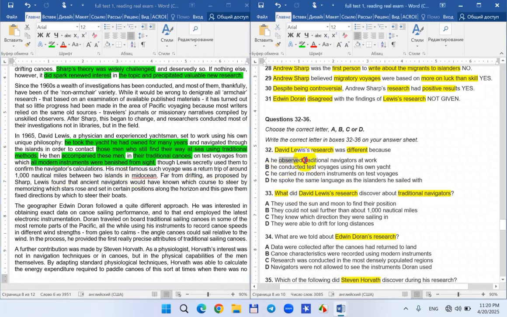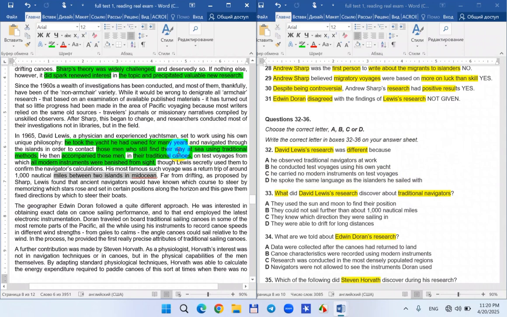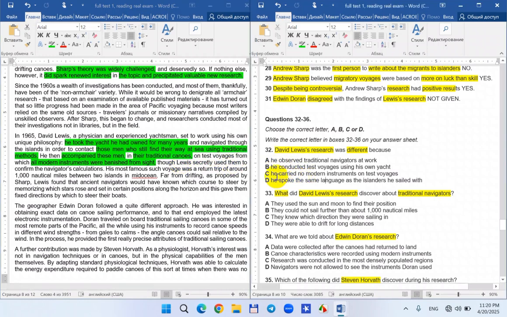He observed traditional navigations at work. Maybe he conducted test voyage using his own yacht. No, because he changed it in their traditional canoes. At first, yes, but not fully. Carried no modern instruments on test voyages. He carried no modern instrument. I think he secretly used it. Secretly used it. So that's why C is incorrect.